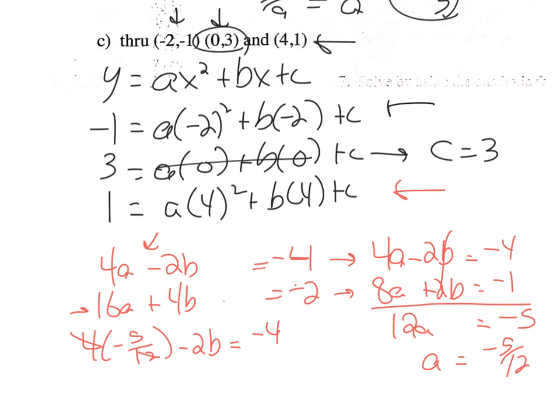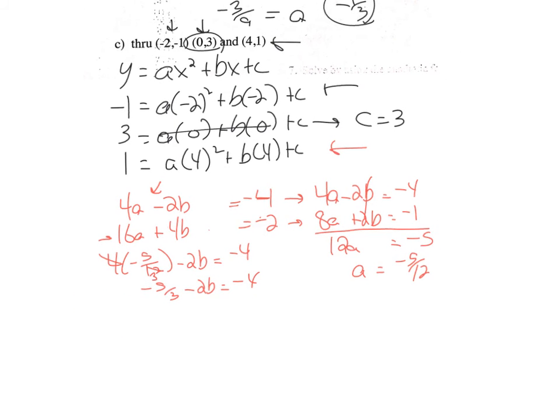Now, 4 cancels with the 12 3 times, so I have negative 5 thirds. Minus 2b is negative 4. This is fun. Taking the 5 thirds across, 4 is really 12 thirds, so it's going to be negative 12 thirds plus 5 thirds, which is negative 7 thirds. And I'm going to divide that by negative 2, so I get 4 thirds.